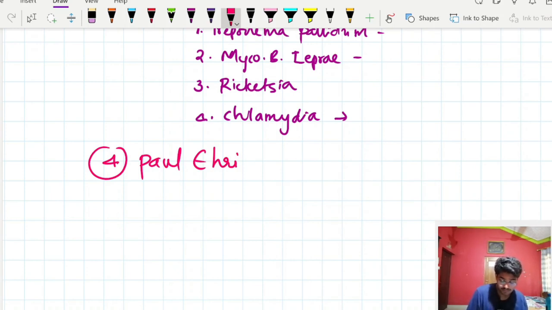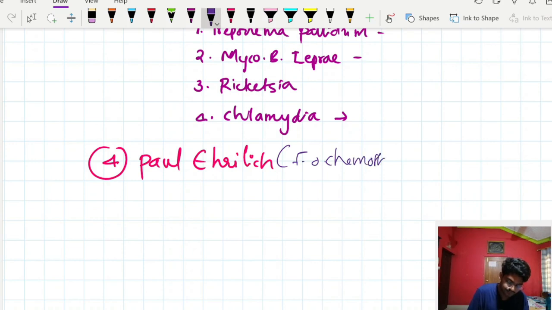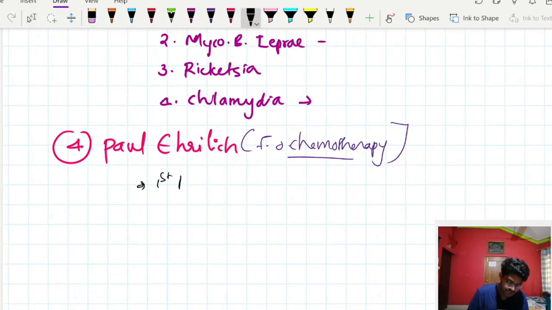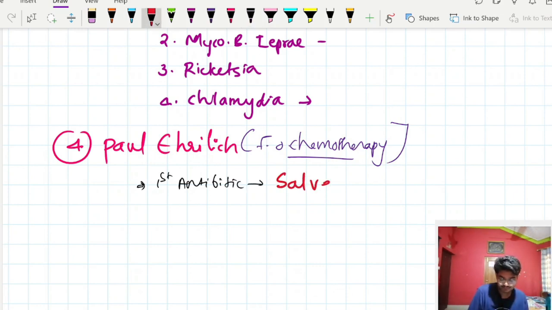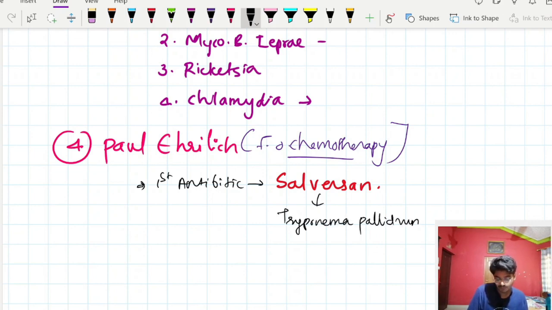Firstly, we heard about Paul Ehrlich. He is the first one to demonstrate antibiotics, and the first antibiotic discovered by him is known as Salvarsan, which is the treatment for Treponema pallidum infection, that is, syphilis. So Paul Ehrlich is known as the father of chemotherapy, because he is the first one to introduce an antibiotic, and the first antibiotic was Salvarsan for Treponema pallidum, which causes syphilis.